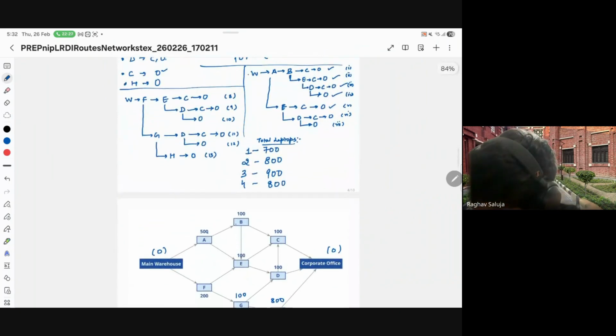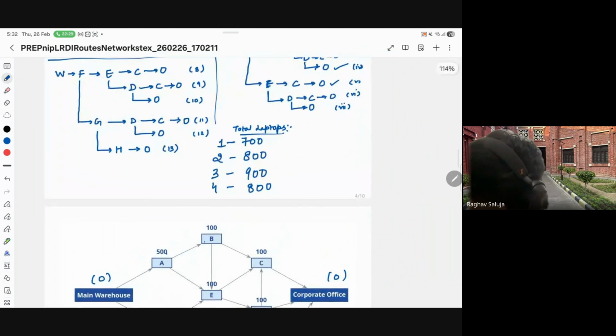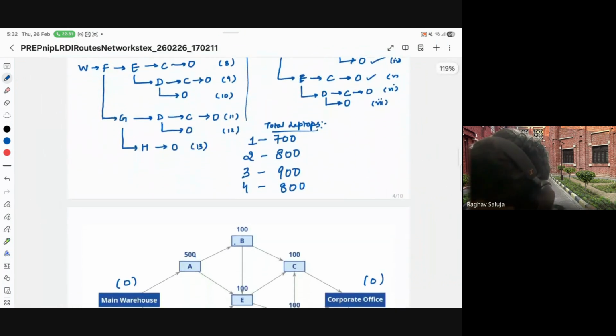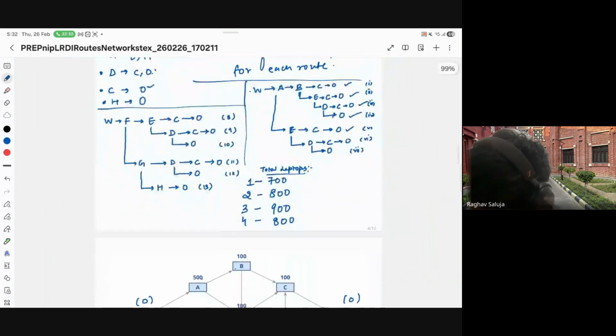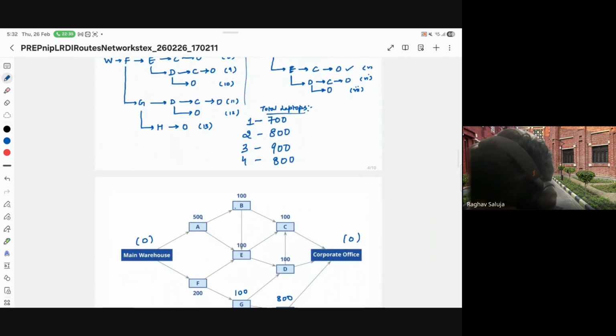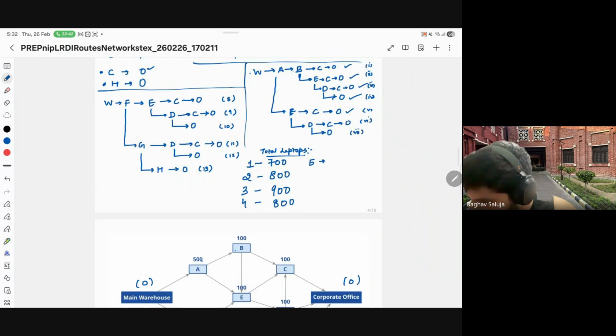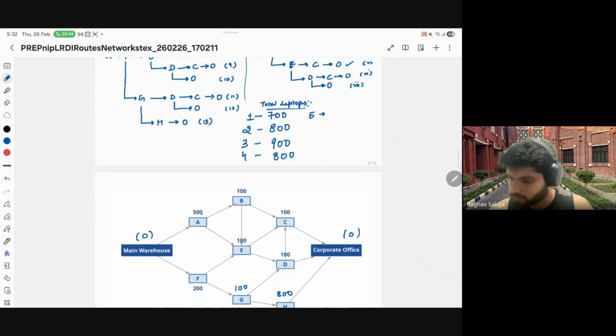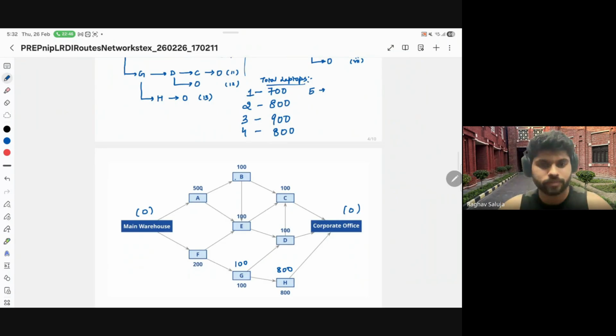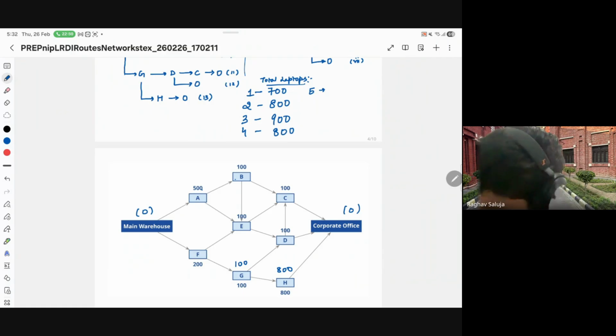Okay, what is it for fifth? Now let me zoom in a bit. Here you can see the fifth one. What is it for fifth? A plus E plus C, A plus E plus C, how much is it? A plus E plus C is 700.